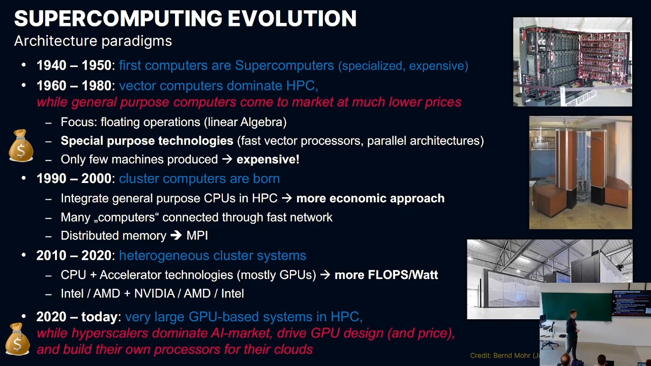And there, they started to use MPI, a communication library to exchange information between the different processors. And finally now, as I mentioned before, we are in this era of heterogeneous cluster systems, where we have a domain driven by hyperscalers, for example NVIDIA, with these accelerators that we use for training these models.